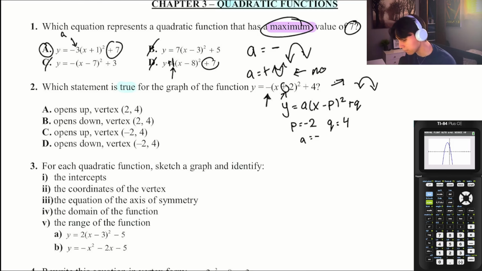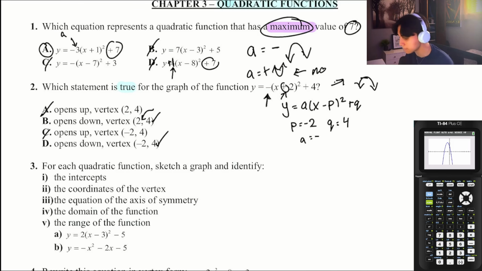But yeah, it should open down and create a maximum point. So saying that it opens up is completely incorrect. So we can immediately eliminate 2 of our options. From here, we have to see what our vertex is, right? So it says (2, 4) could be our vertex. So the 4 is correct. The 4 is correct. But the difference is the 2 and the negative 2.